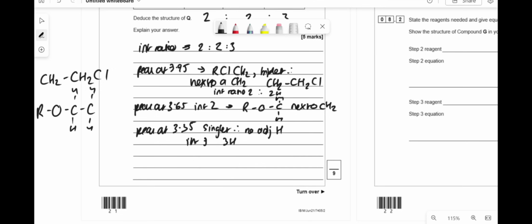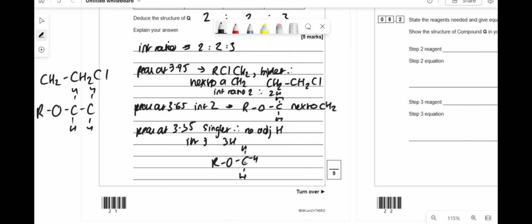So now let's look at what this correlates to. So we've got a peak at 3.35. That's going to be R, O, C, and whatever. So it's got an integration of 3, so it's going to be CH3, and then the thing next to it has no hydrogens. So now we need to put together all the pieces we have.